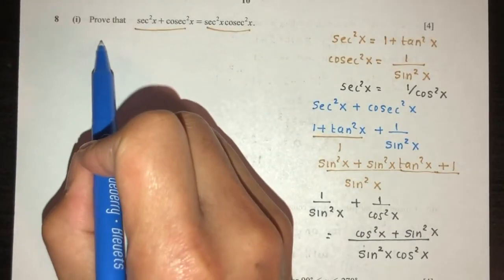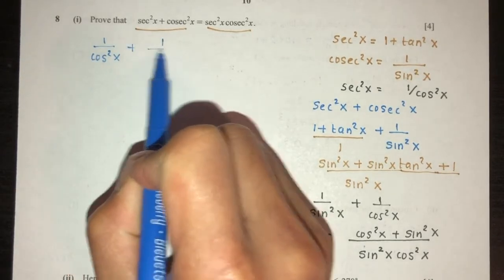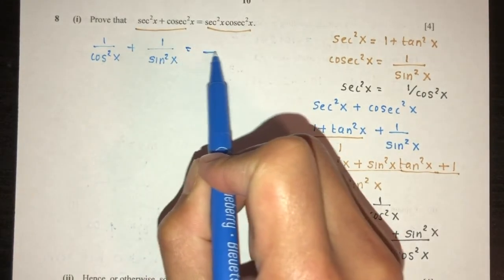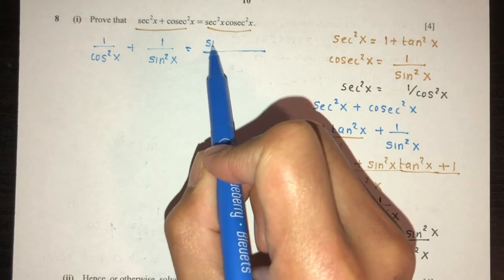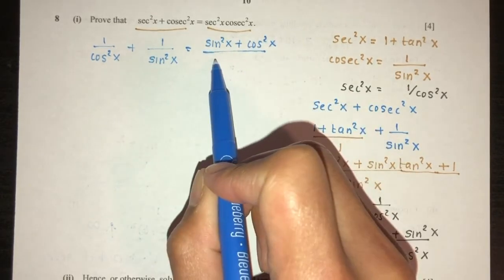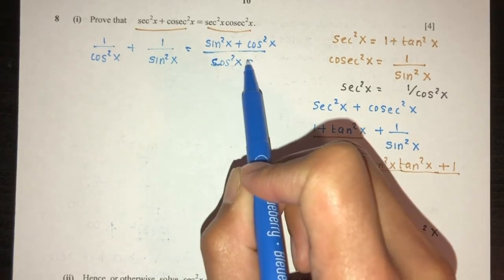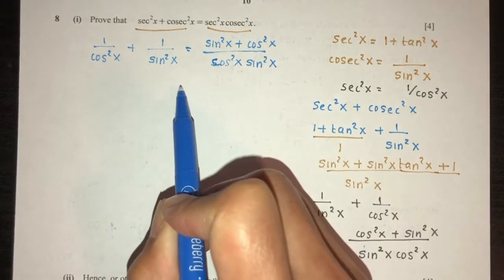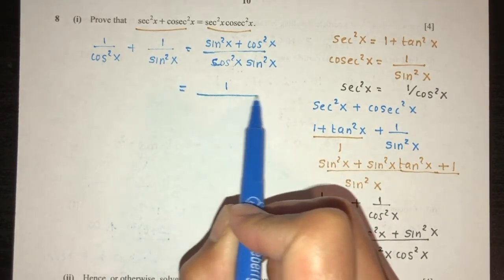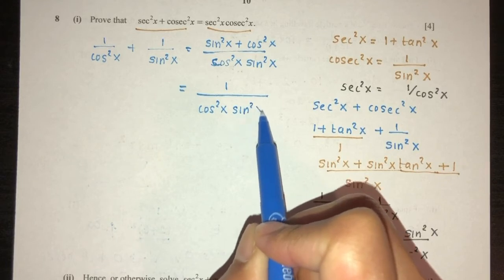On one side you will have 1 over cos square x plus 1 over sine square x, and that will give you sin square x plus cos square x over cos square x and sin square x. Now you have to know sin square x plus cos square x is 1, so it is 1 over cos square x and sin square x. And what is that?